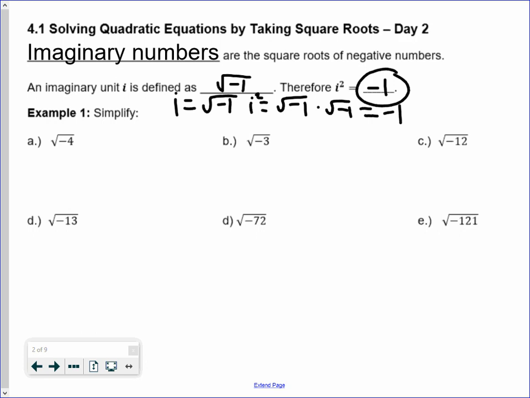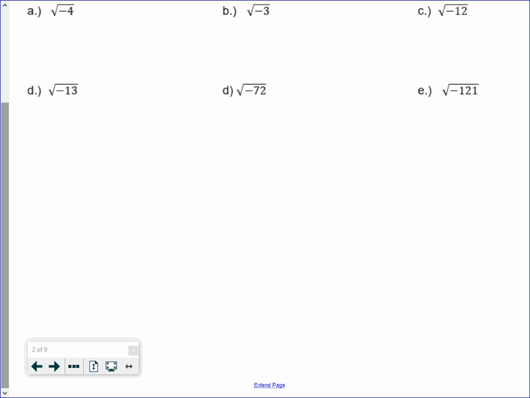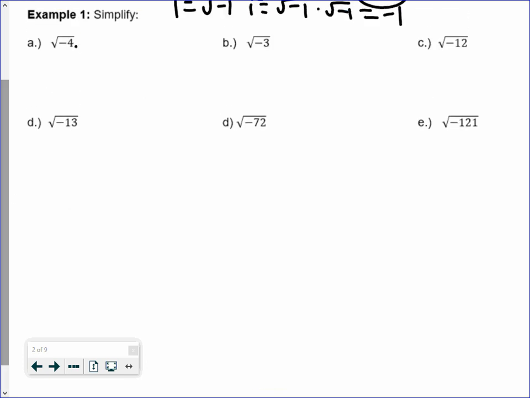Okay? So let's go on and solve some problems. I'm going to pick a few and solve those. So for A, what I prefer to teach is to split it up into the square root of negative 1 and the square root of 4. Right? Like we said above, the square root of negative 1 is i. And we're going to multiply that with the square root of 4, and the square root of 4 is 2. So we end up getting the square root of negative 4 equals 2i.